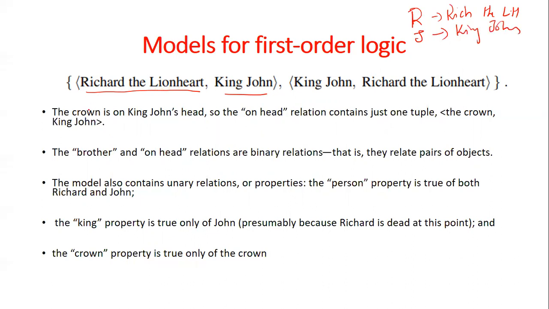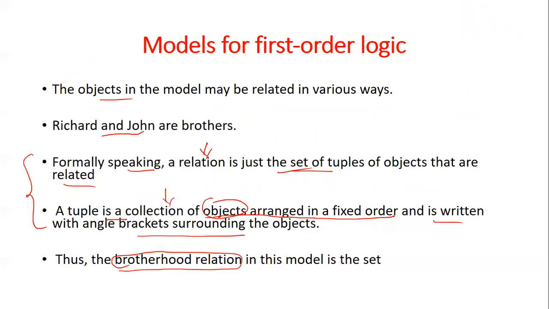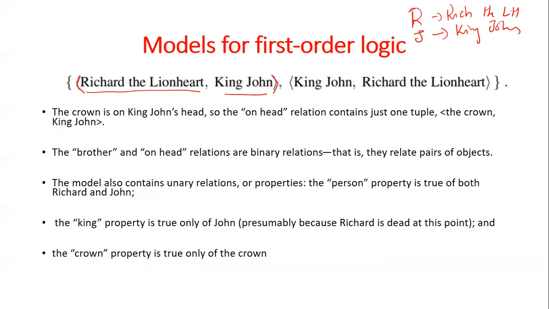So now what is this? This is a relation, right? This is one relation. What we have discussed: a relation is a set of tuples of objects that are related. Okay, fine. So this entire thing is a relation. And this entire thing contains two tuples. This is tuple 1, this is tuple 2.